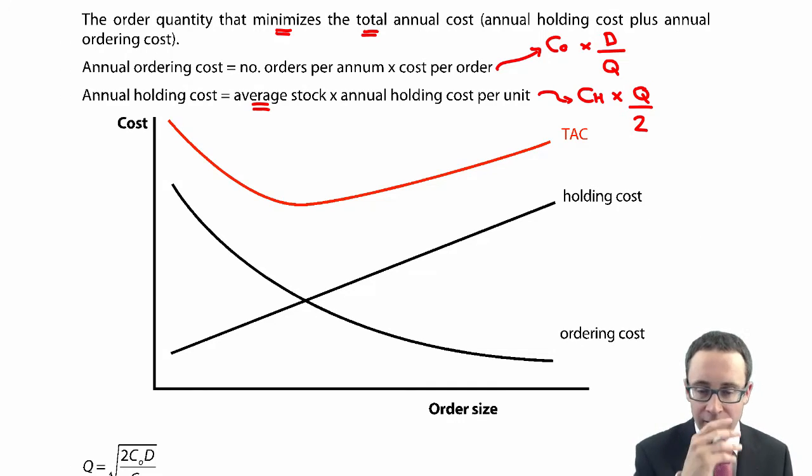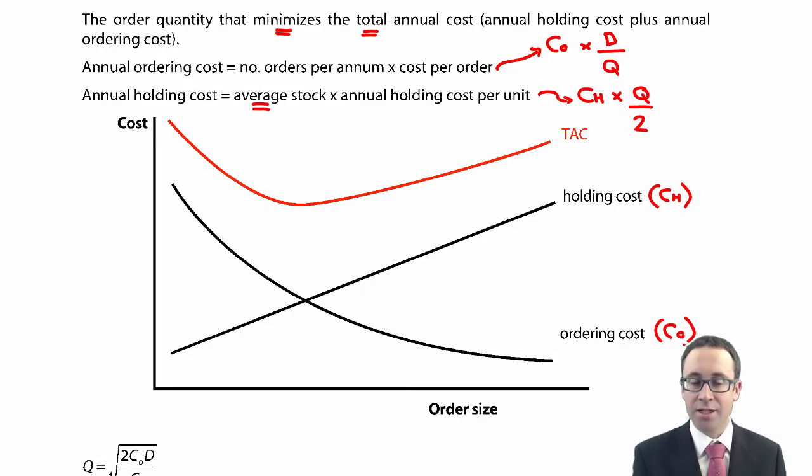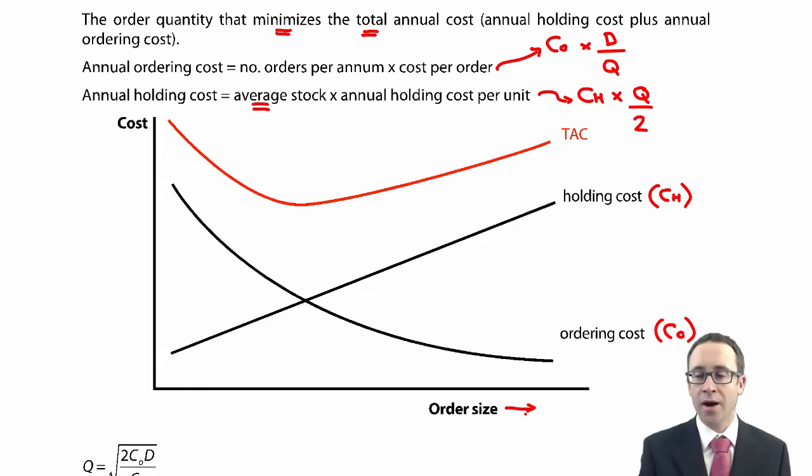And what you can see there is that if we look at our holding cost, CH, and our ordering cost, CO, as we increase the order size, the quantity that we purchase on every single order, your holding costs steadily increase, but your ordering costs reduce, as we have fewer orders to make per annum if on every single order we buy more goods.